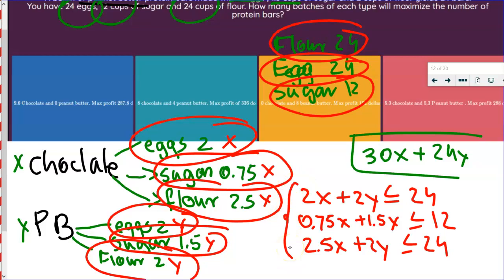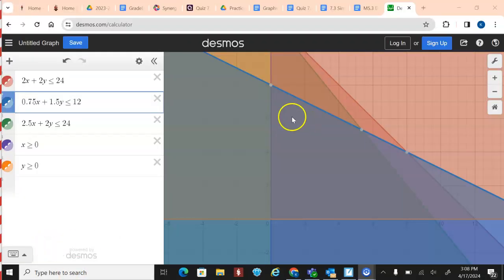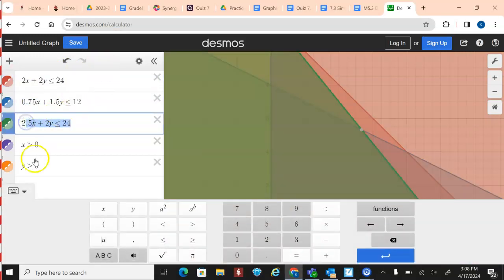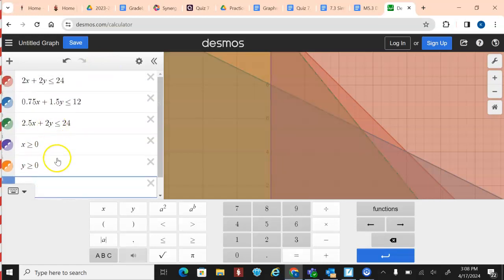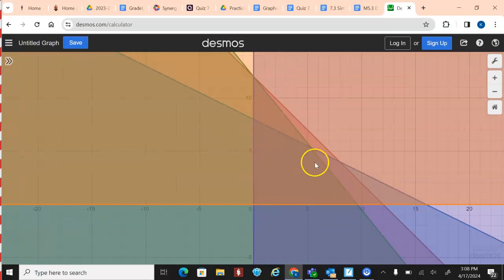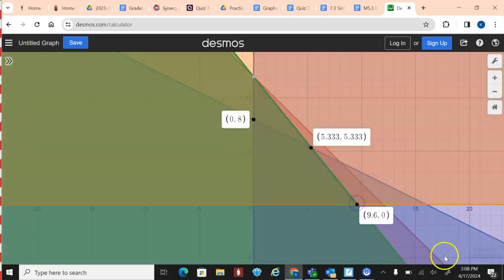Okay, now we're going to graph that. So let me graph it. So again, I graphed it. These are your eggs, this is your sugar, and this is your flour, okay? I graphed it, and of course I did x is greater than 0 and y is greater than 0 only because I want them to be in a positive quadrant. But you're going to look at this graph and you're going to say, what is the area that is most shaded by all? It is this area right here. So I'm going to find my vertices, which are points on the edges of this area, okay? And these are my points, okay? Now, I'm going to use these points to plug this in to my profit equation.